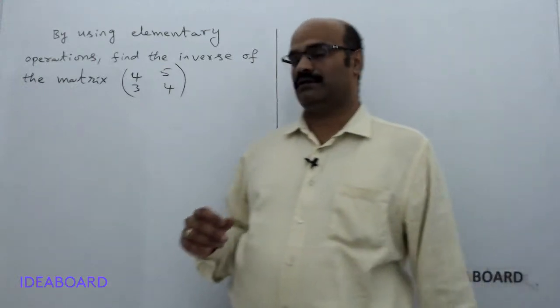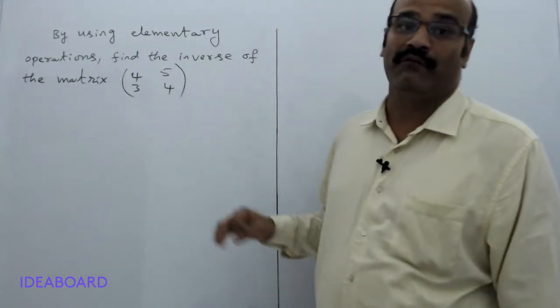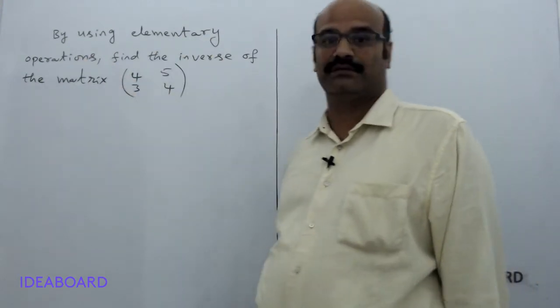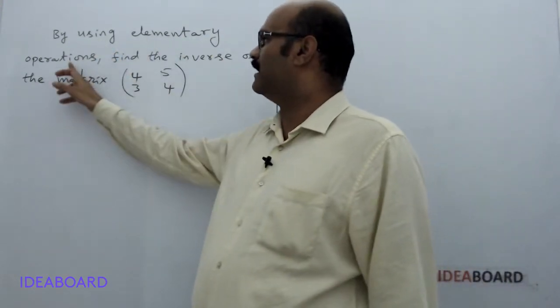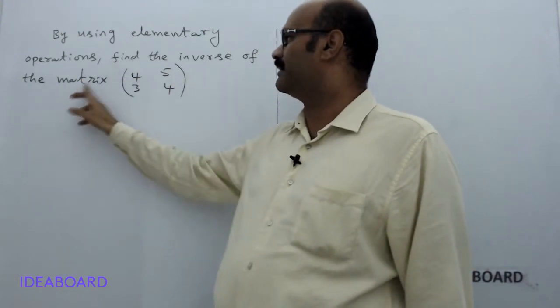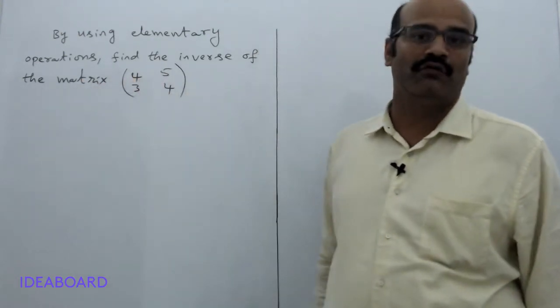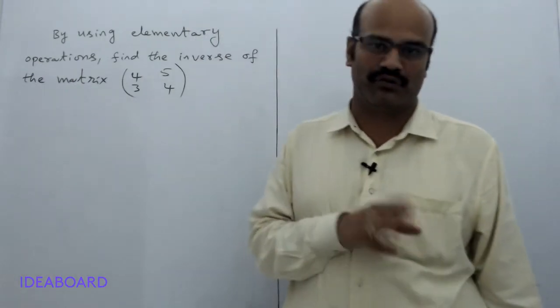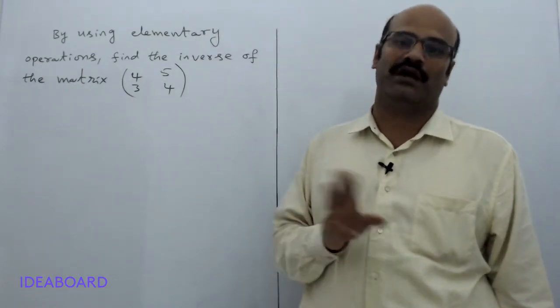Everyone, today I am doing problems on finding the inverse of a matrix by using elementary operations. By using elementary operations, find the inverse of the matrix [4, 5; 3, 4]. We know that there are 6 elementary operations: 3 of them are due to rows and 3 of them are due to columns.